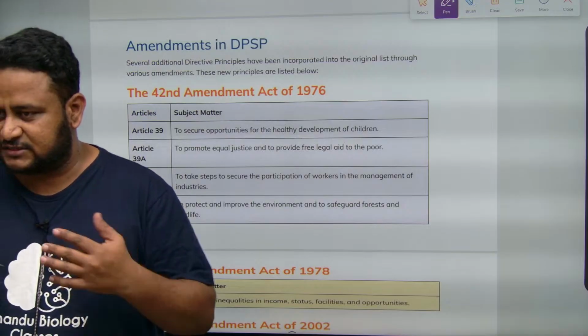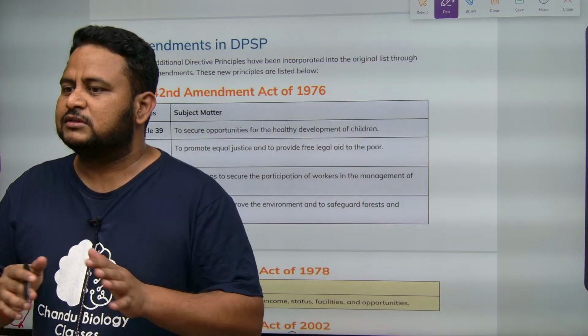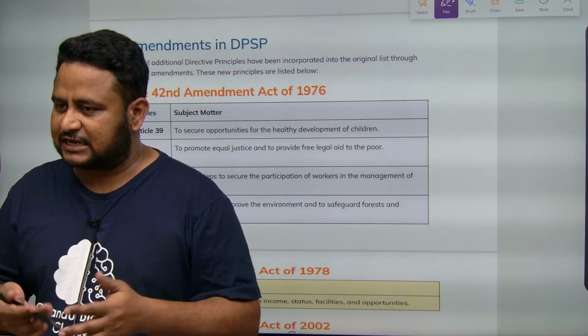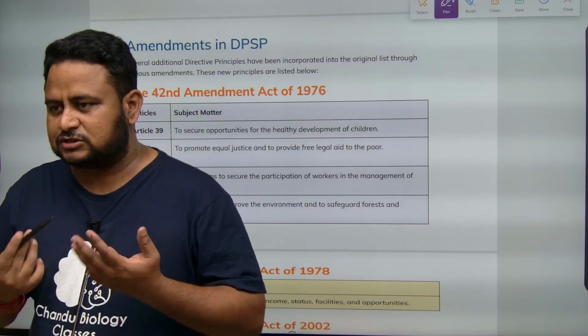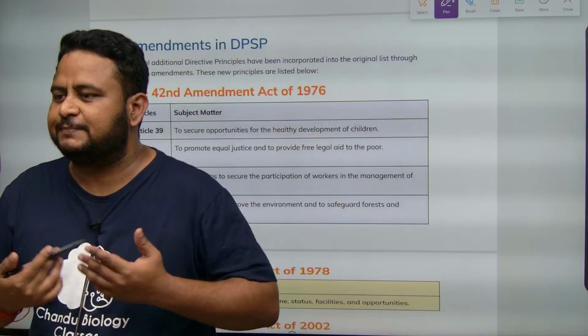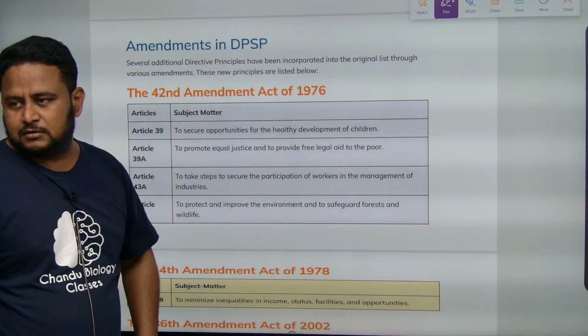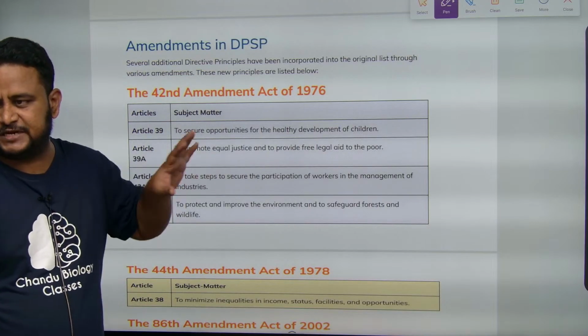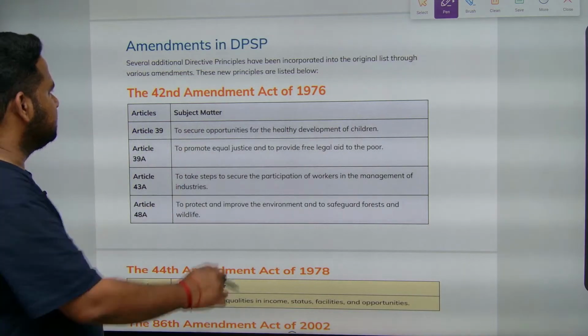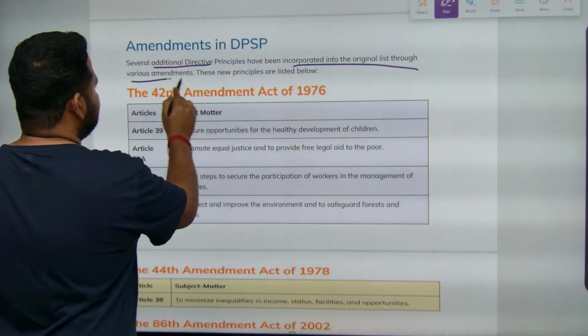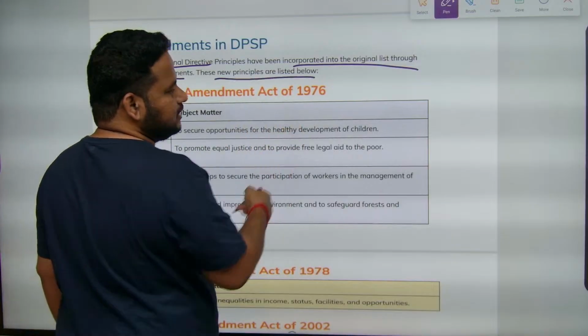At present, we have different types of diseases emerging. So now the laws need to be different, and expenditure has also increased. So the laws also have to evolve. To make the laws evolving, there should be changes in the DPSPs also. Because of that, we started amending the Constitution with respect to DPSP. So what are those amendments? Let us see. Several additional directive principles have been incorporated into the original list through various amendments. The new principles are as follows.